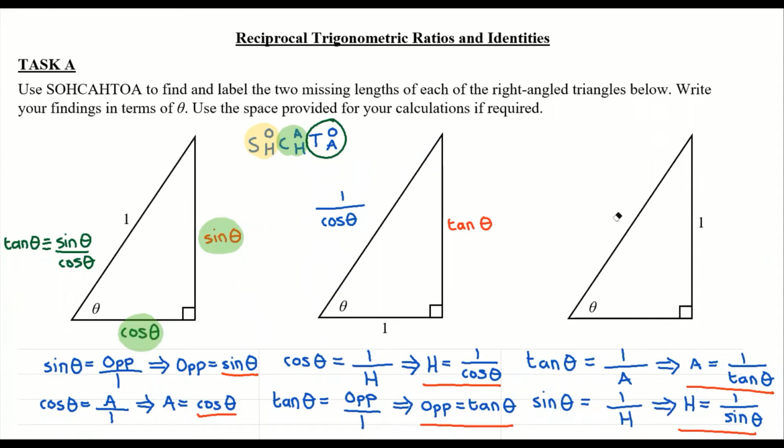So let's replace these labels now. The opposite side we've got, so I'm using green for my adjacent side. So this is going to be 1 over tan theta here. And my hypotenuse, which we're doing in blue, is going to be 1 over sine theta. Okay. So all will be revealed later as to why we need to do this. But I hope that made some kind of sense.